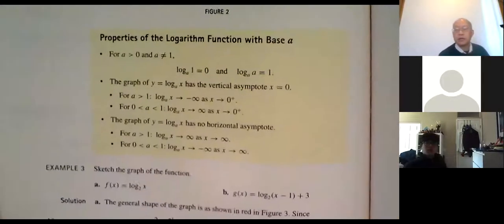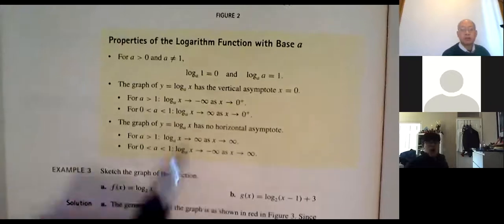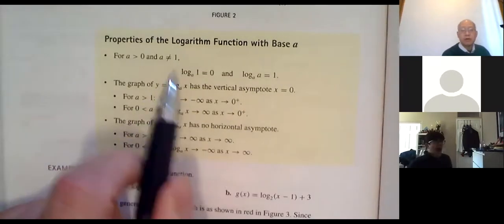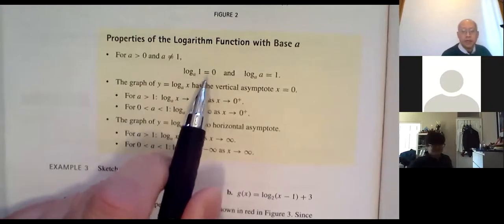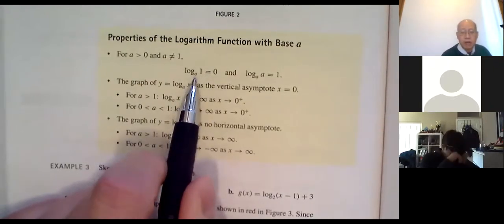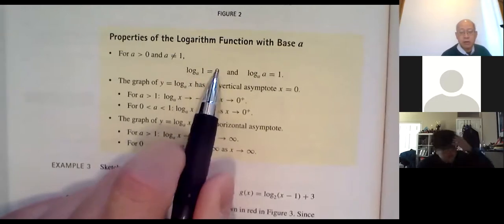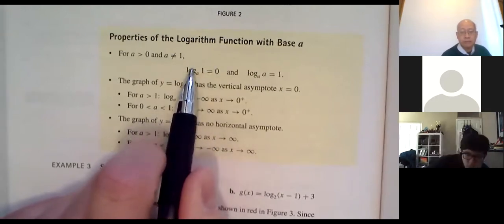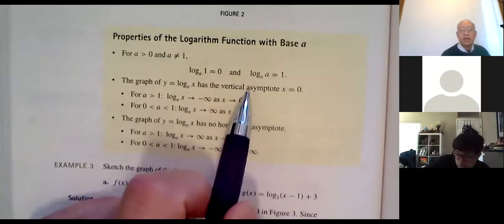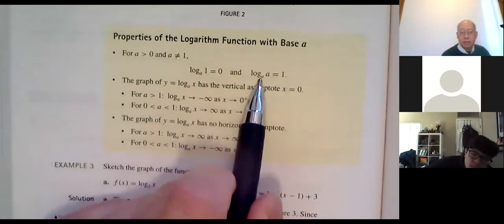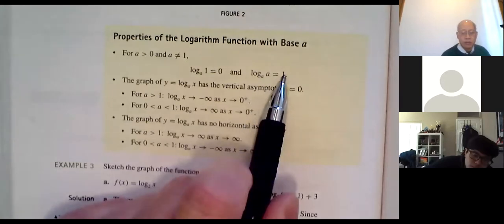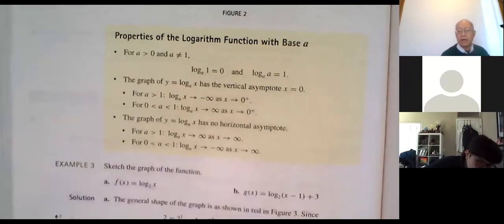Okay, here's some properties of logs. Log base a of 1 is 0 always. The reason for that is because if you unscramble it, a to the 0 is equal to 1. And log base a of a is always 1. If you unscramble it, a raised to the 1 power is equal to a.